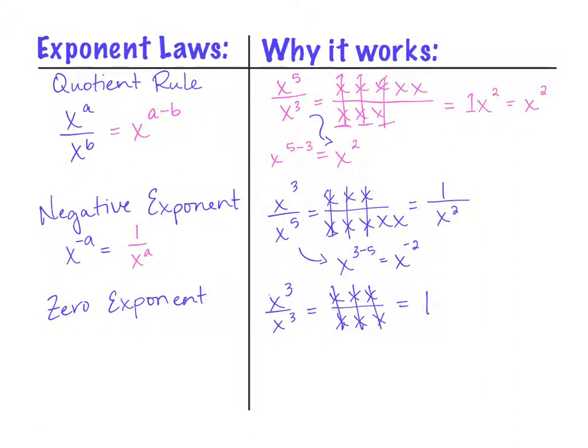And so if I look at this in terms of my rule, my quotient rule, this would be x to the 3 minus 3, which would give me x to the 0. So what the 0 exponent rule is, if I have x to the 0 power, that will always equal 1. Any number to the 0 power will always give me 1. So that's an important thing to understand as well.